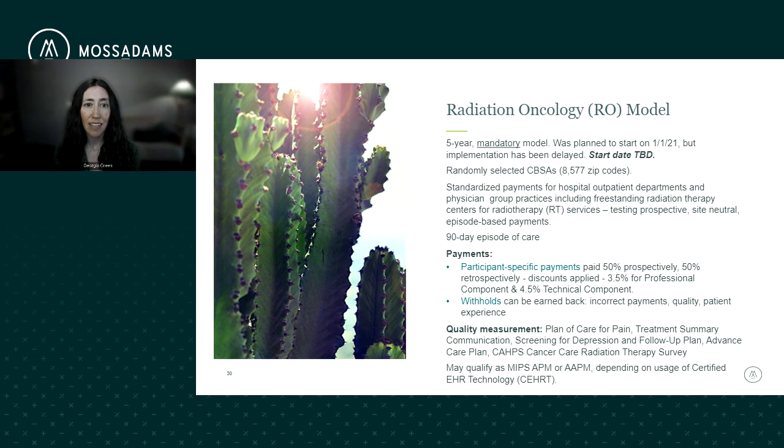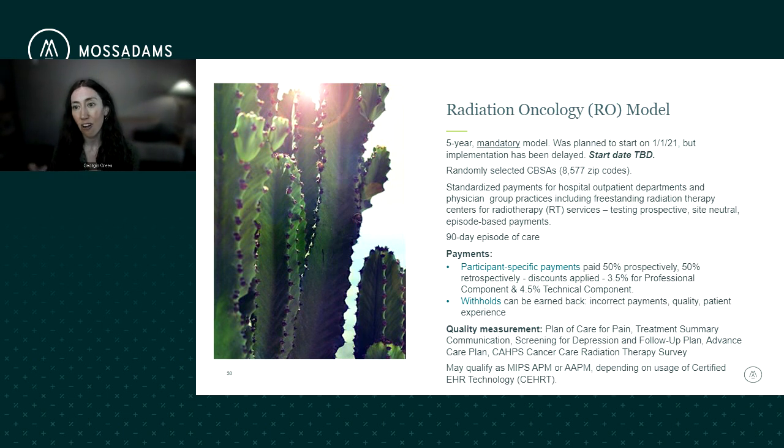And then the last model we're going to talk about today, the last individual model, is the radiation oncology model. This one caught my eye quite a few years ago now. It is a mandatory model. It's a 5-year mandatory model that was supposed to start in 2021. Lots of things that were supposed to happen didn't happen because of COVID. But it is still TBD when exactly it's going to start, but something to be aware of because it is mandatory. And they have randomly selected these CBSAs.